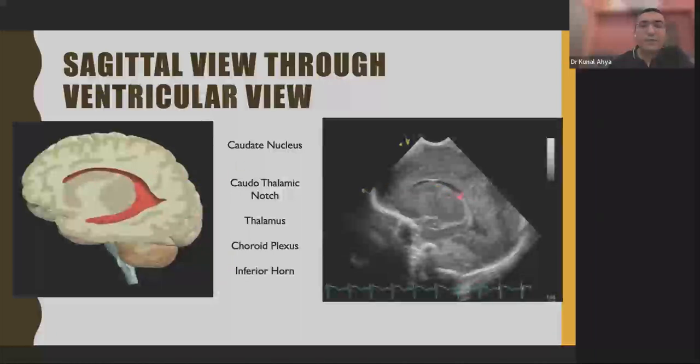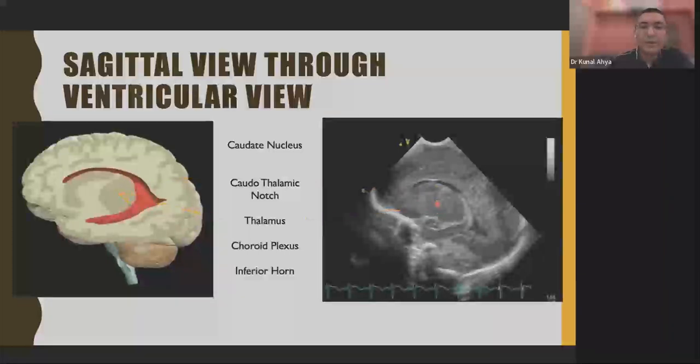Why is it important? Because choroid plexus anteriorly starts from the caudothalamic groove, posterior to that. So if there is any intraventricular hemorrhage, if you see any bright hyperechoic structure inside the caudothalamic groove or anterior to that, then you will be able to say that the baby is having an intraventricular hemorrhage. So this is a very important structure. So this is basically your thalamus and this is the caudate nucleus. Okay, so here you can see this T-shaped structure is caudate nucleus and this is your thalamus. So this is the notch, the area where slight dipping is there. It is called the caudothalamic notch.